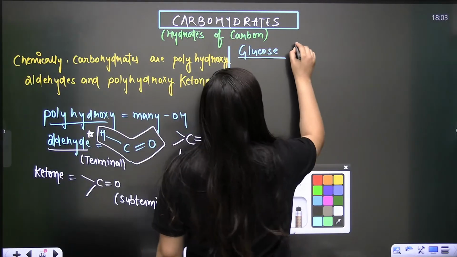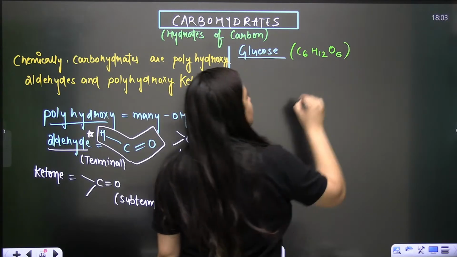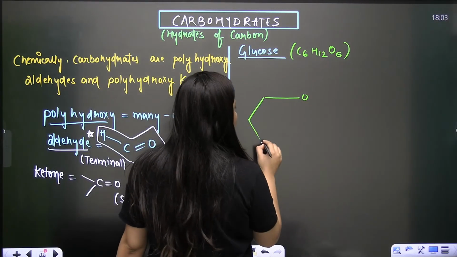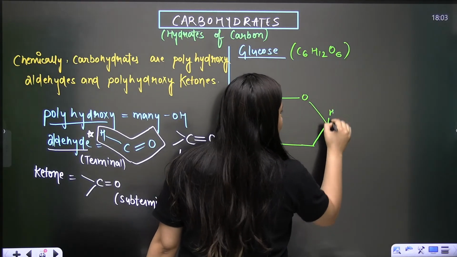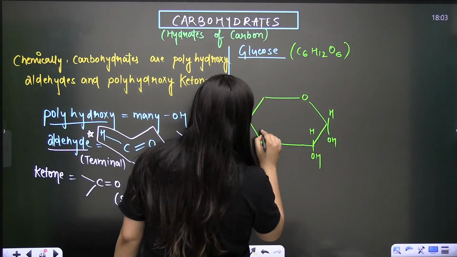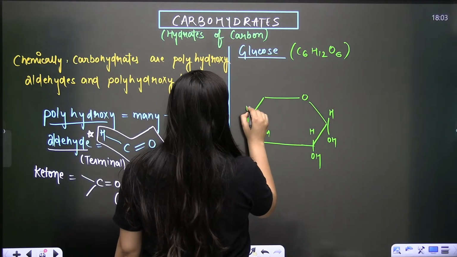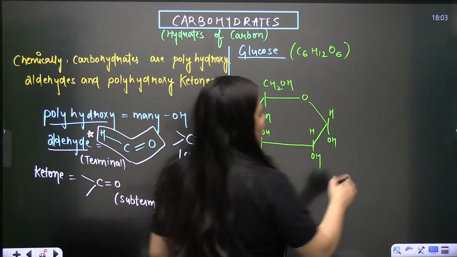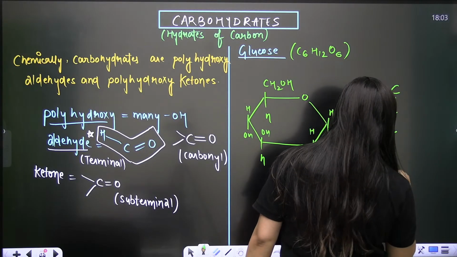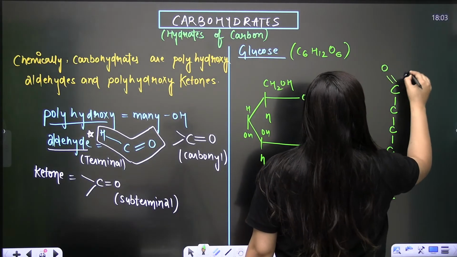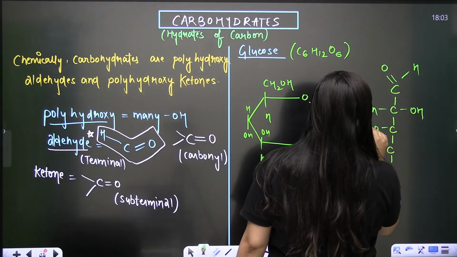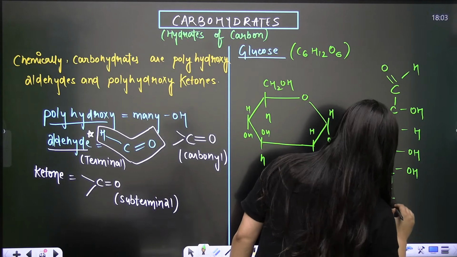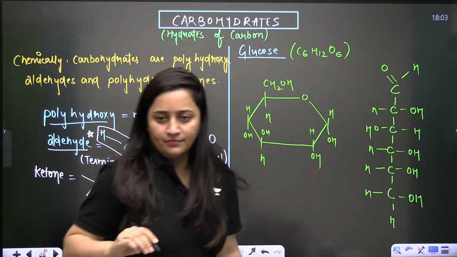So glucose is C6H12O6, the source of energy, our respiratory substrate. And I am assuming that you all have seen the ring forms of glucose as well. This is the glucose, the ring form, and also the straight chain. If you know about it, very good. If not, then please start mastering this particular chapter. This is your glucose.